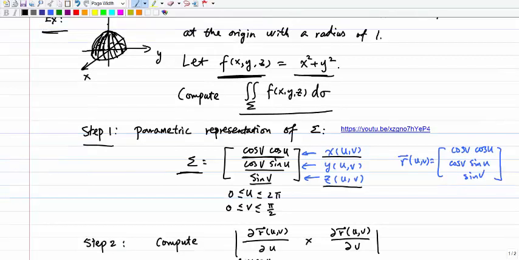Of course, my r will just be these stacked together: cosine v cosine u, cosine v sine u, sine v. This is your r. Also, I have a lower bound and upper bound for u, and a lower bound and upper bound for v. Now we're done with the parametric representation.